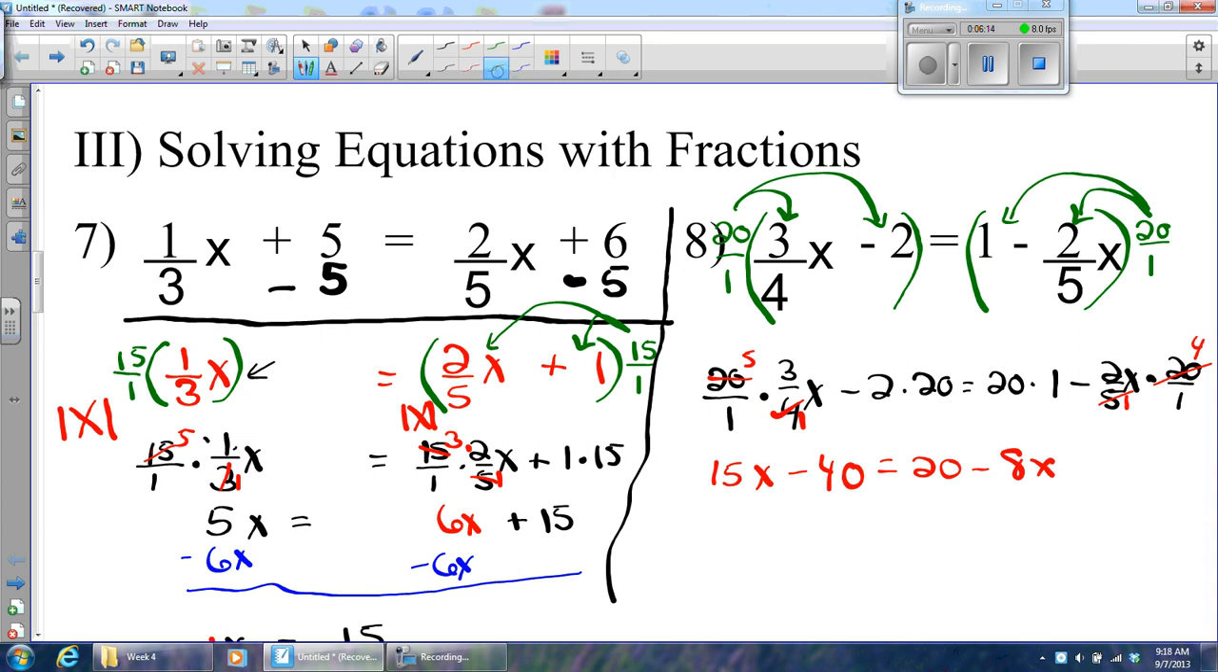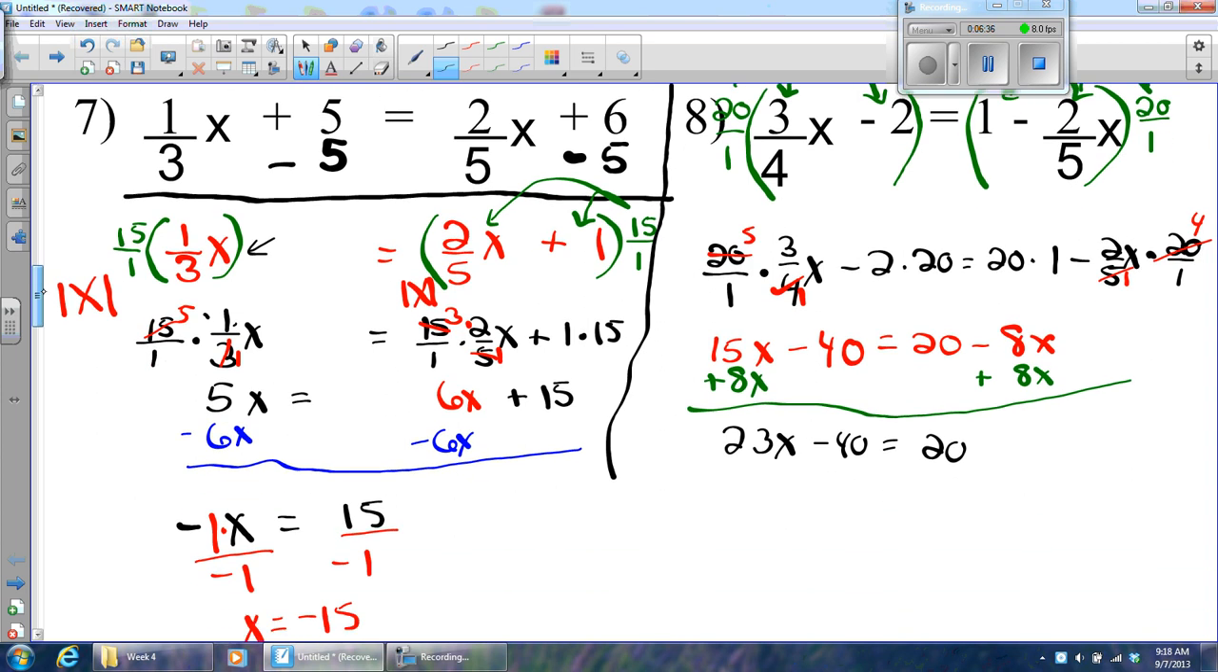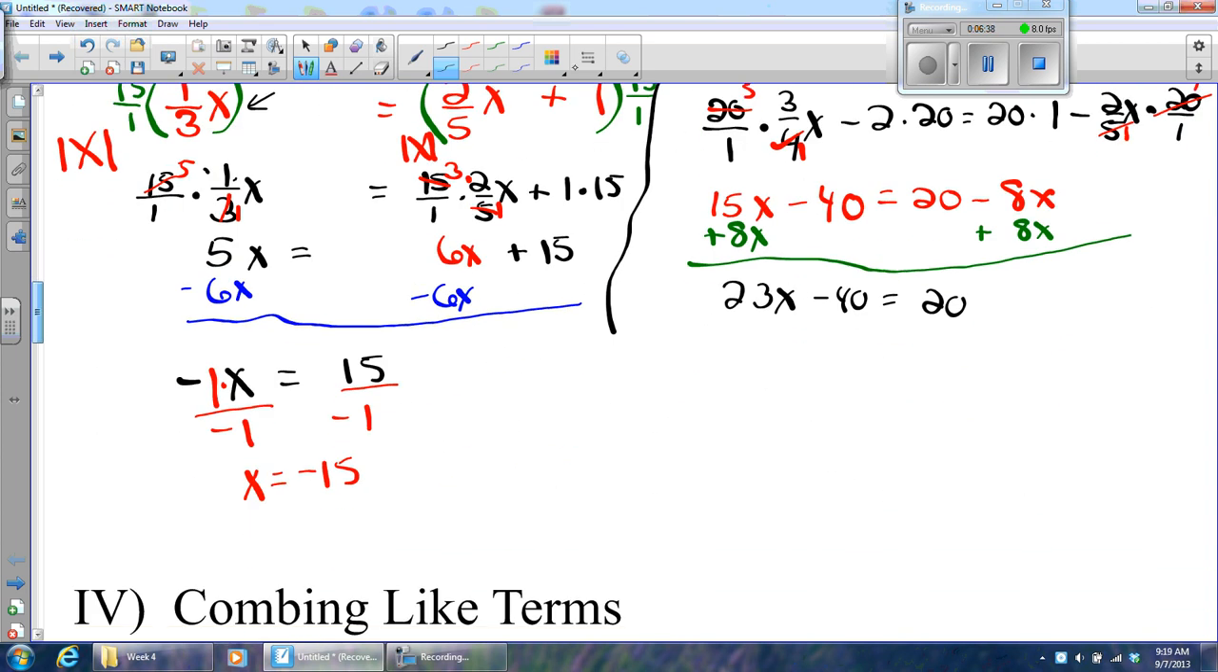Okay, now I've got variables on both sides. I don't like that. I'm going to take away this negative 8x, which means I'm going to add 8x to both sides. Adding 8x, and that will get me 23x minus 40 equals 20. And I have a two-step equation.